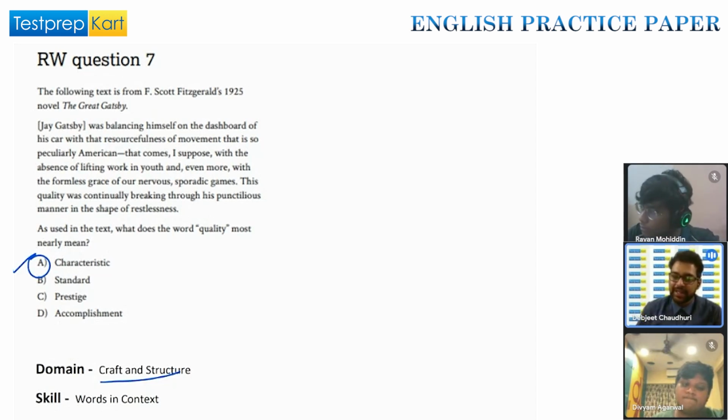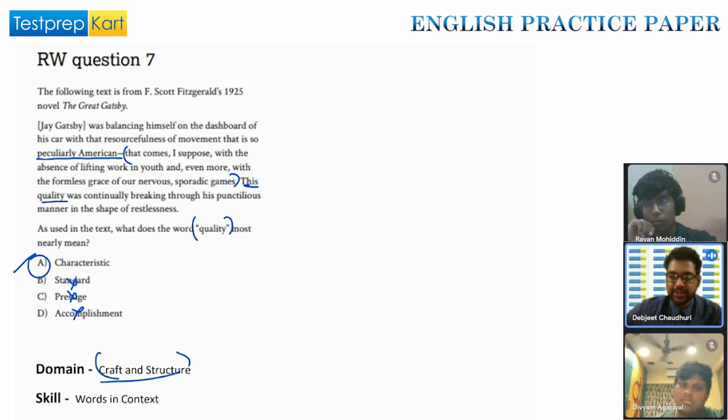So the part after the dash explains something said before it. When you look at this word here, quality, you look at the previous sentence and you see there's a dash. So this part is explaining what is mentioned immediately before it. Peculiarly American. So being peculiarly American is a characteristic of an American. It is not a standard, because peculiarly, right? It's not to do with prestige, and being an American is not an accomplishment. So through craft and structure, that's how you get the answer.